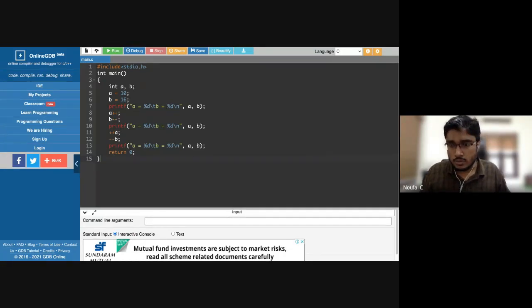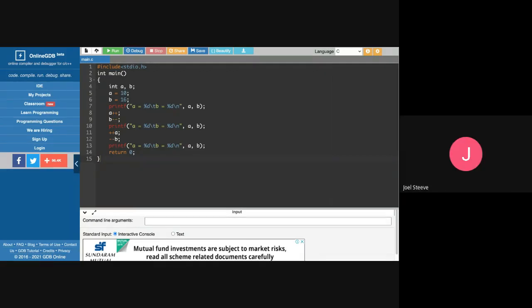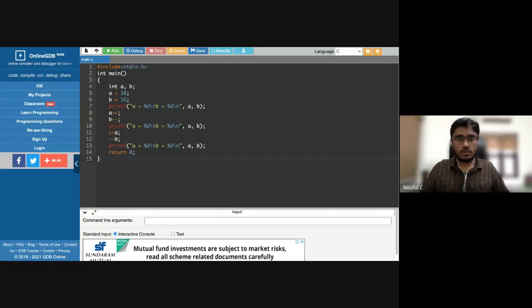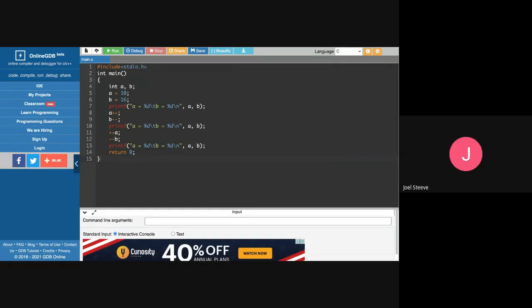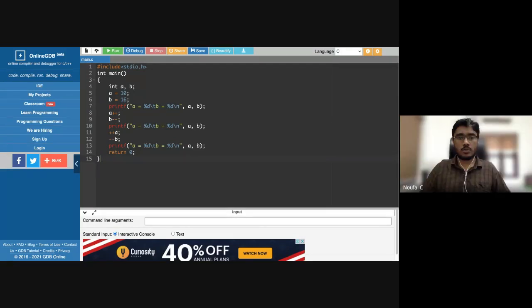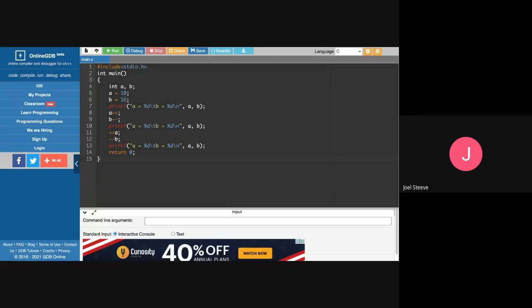So Joel, is Joel there? Yes, sir. Joel, I hope you read the program. Can you give me what would be the output that is printing exactly in the output window when you execute the program, the first line of the output? A is equal to 11, B is 15. I'm asking what would be the result of the printf statement at line number 7? A is equal to 12, B 14.